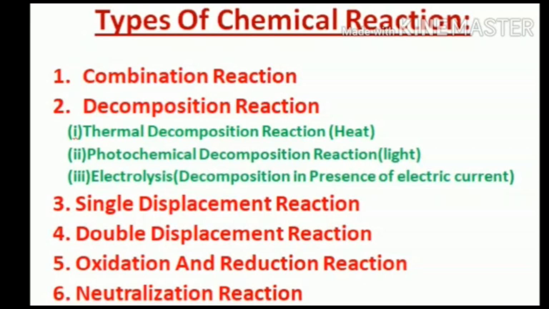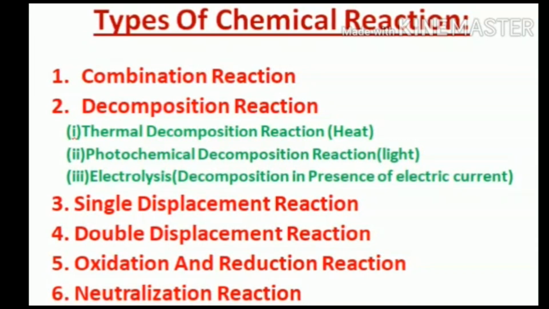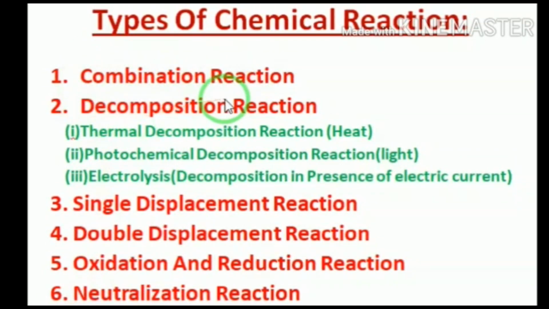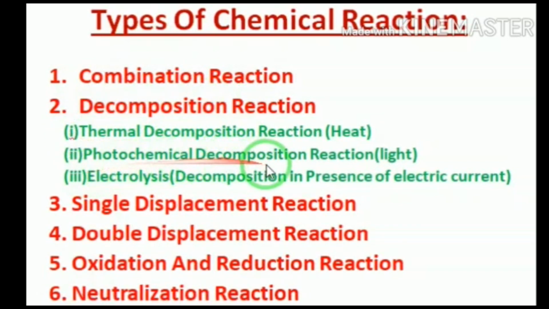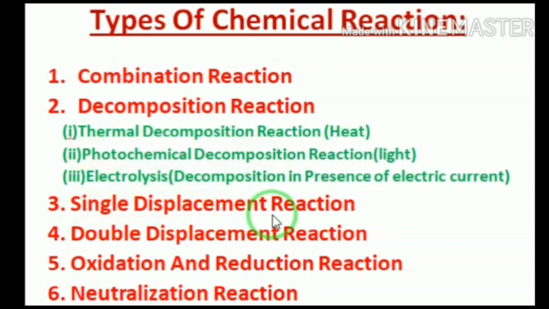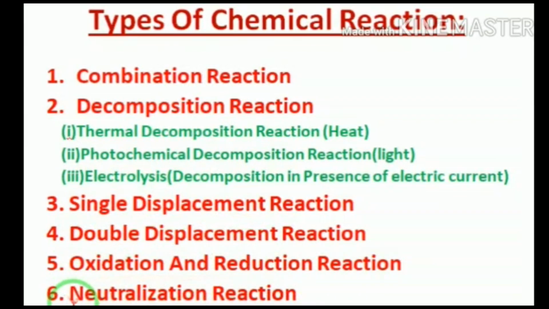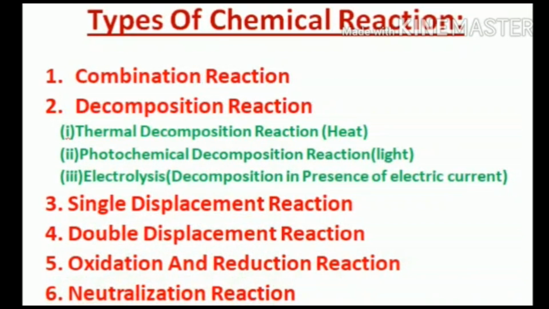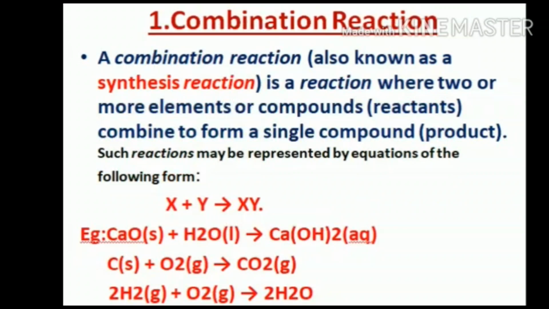So here I am again with you to deal with the types of chemical reaction. The various types of chemical reaction are combination reaction and decomposition reaction. Inside decomposition, we'll be studying thermal decomposition reaction, photochemical decomposition reaction and electrolysis. Now the next ones are single displacement reaction, double displacement reaction, oxidation and reduction reaction, and the final one is neutralization reaction. In this class we'll be dealing with all the types of reaction one by one. Let's come to the combination reaction.